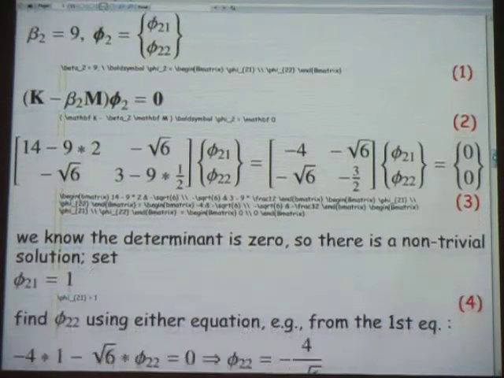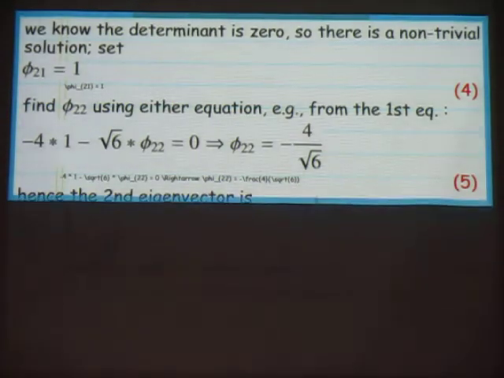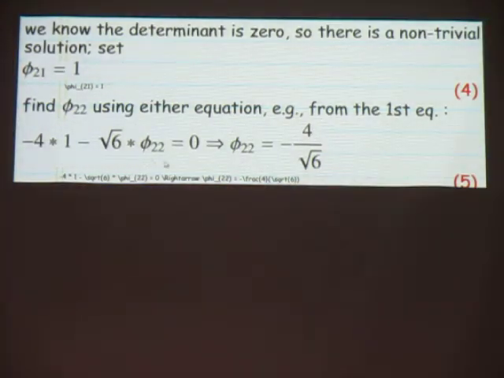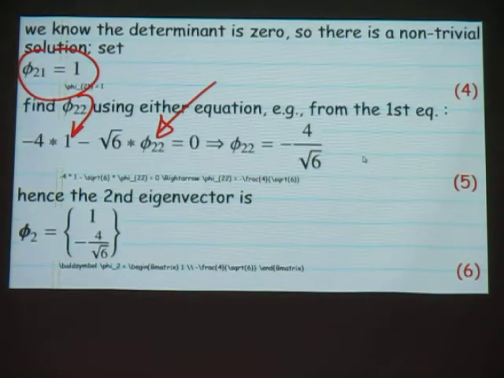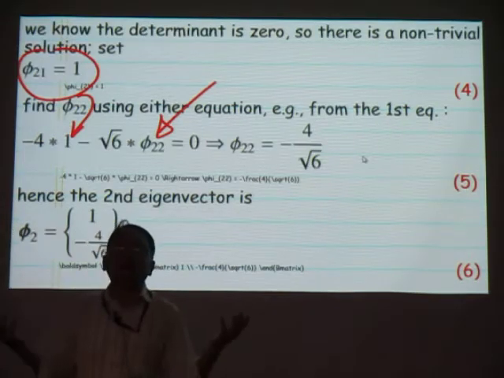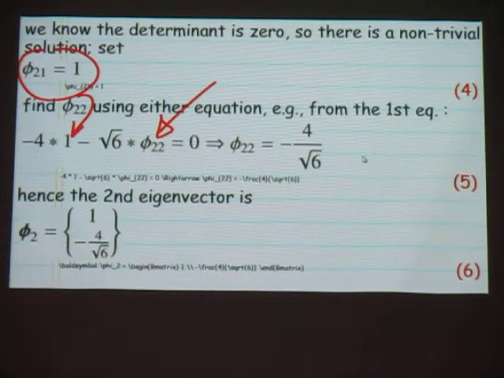Okay, and so if you carry out the calculation, you get one equation to solve for phi22, because phi21 equal to 1 is already replaced there. One equation, one unknown. This is the result. That's the second eigenvector corresponding to the second eigenvalue beta equal to 9. Alright, is it crystal clear to everyone? The process has to be crystal clear.